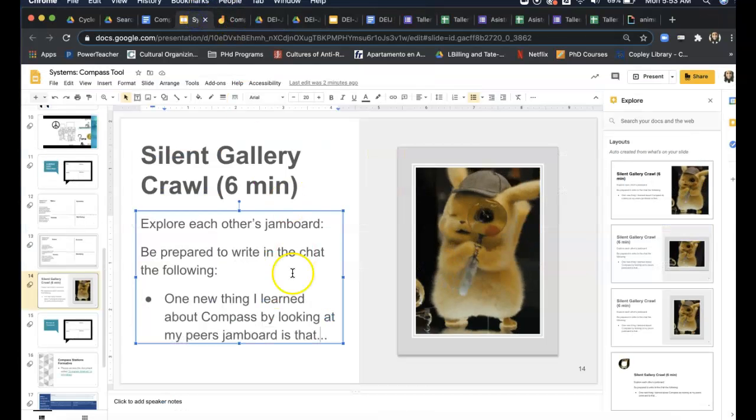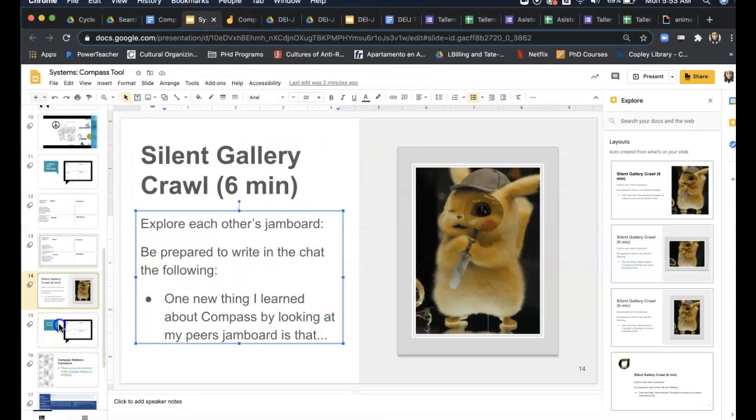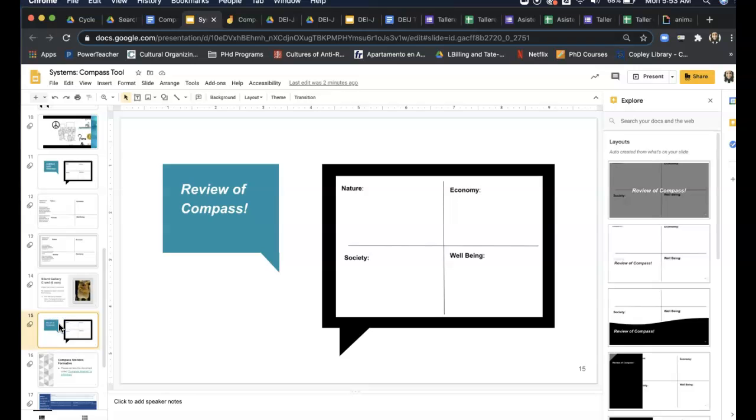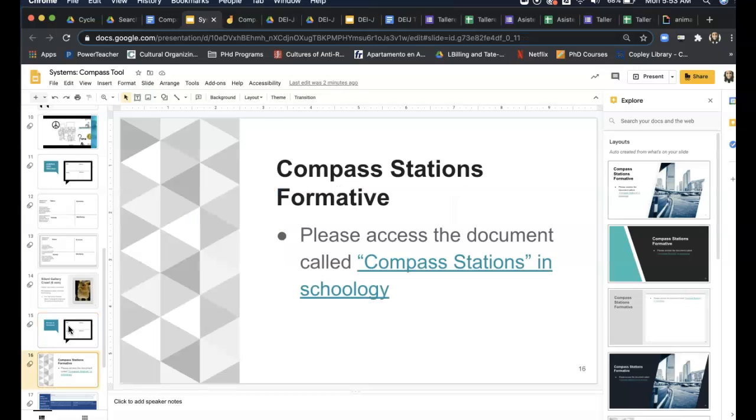When they come back for session 2, you will have them simply review Compass. So have them write in the chat or come off mute. All right, folks, so what do you remember about Compass? What does the theory argue? What is the purpose of the compass? What are the 4 quadrants? What do we remember? What do we know? What do we recall? Have them just kind of share out or write in the chat, and then you're going to put them straight to work on their formative.